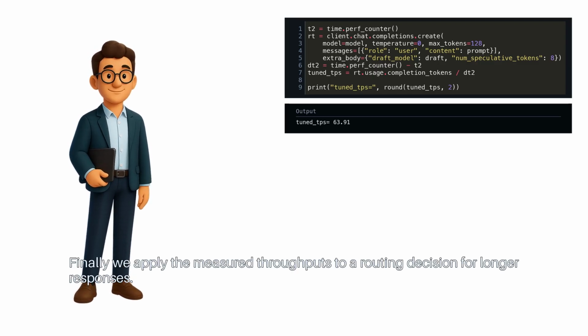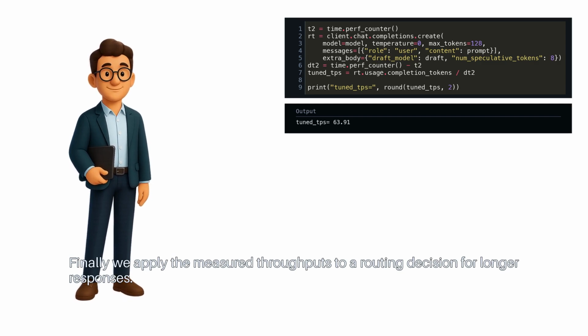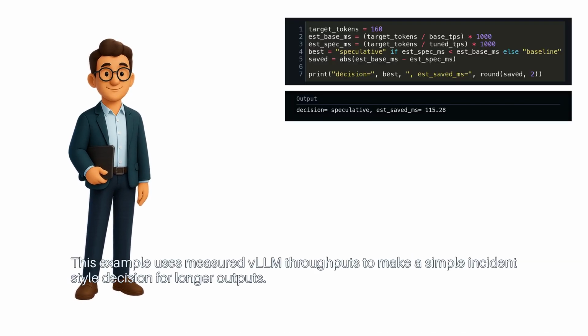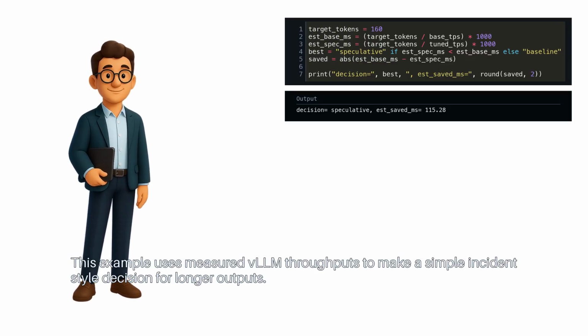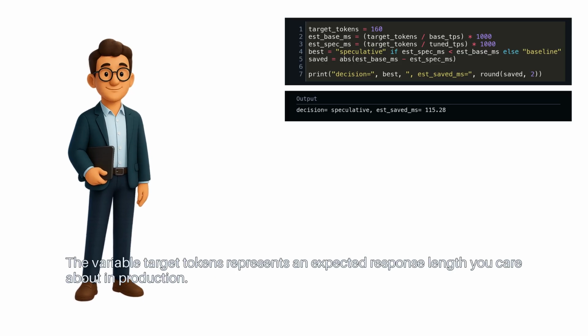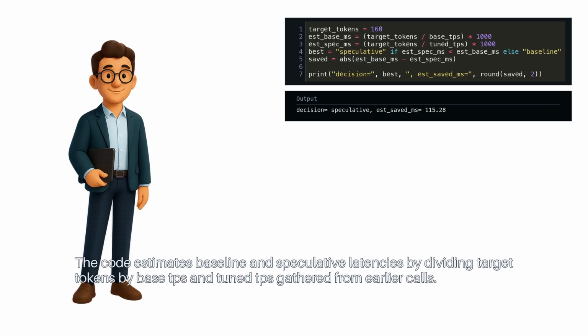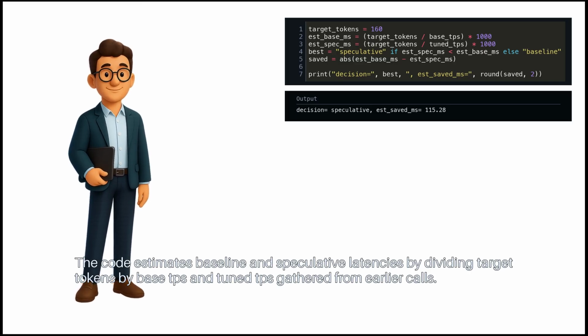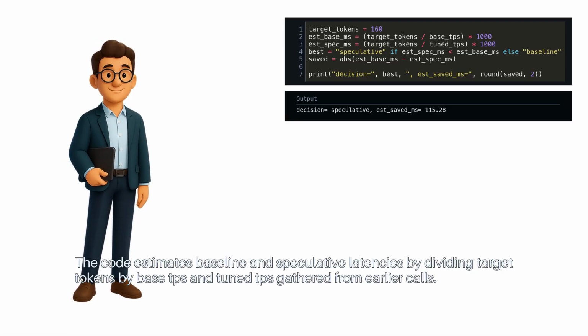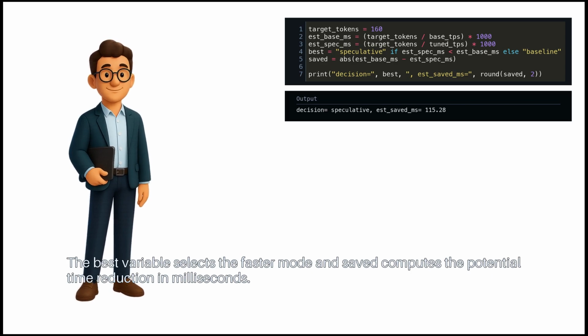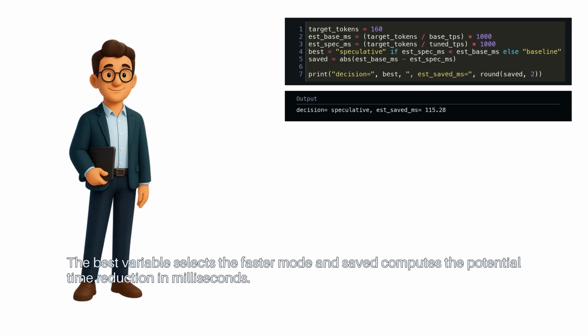Finally, we apply the measured throughputs to a routing decision for longer responses. This example uses measured vLLM throughputs to make a simple incident-style decision for longer outputs. The variable target tokens represents an expected response length you care about in production. The code estimates baseline and speculative latencies by dividing target tokens by base TPS and tune TPS gathered from earlier calls. The best variable selects the faster mode, and saved computes the potential time reduction in milliseconds.